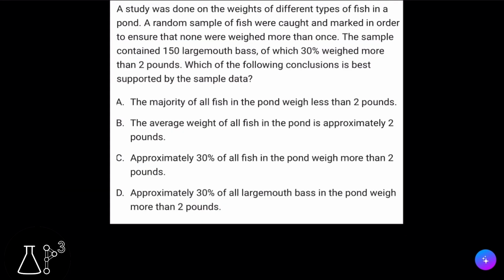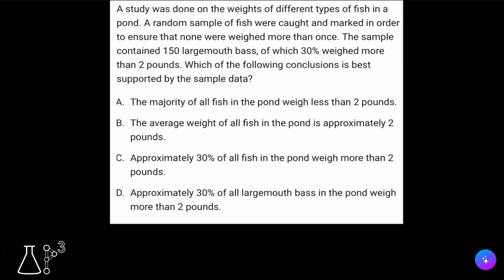Okay, for this question, you don't need to do math. You just need to understand how to look for the answer using little bits of information or little key details. So, a study was done on the weights of different types of fish in a pond. A random sample of fish were caught and marked in order to ensure that none were weighed more than once. The sample contained 150 largemouth bass, of which 30% weighed more than 2 pounds. Which of the following conclusions is best supported by the data?